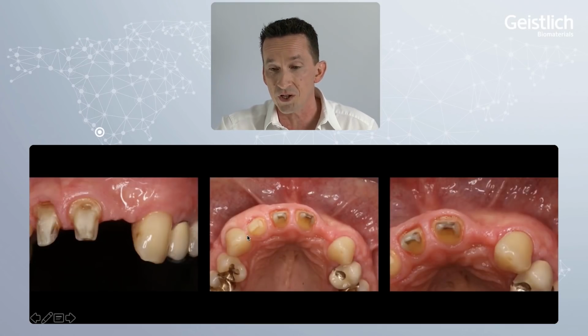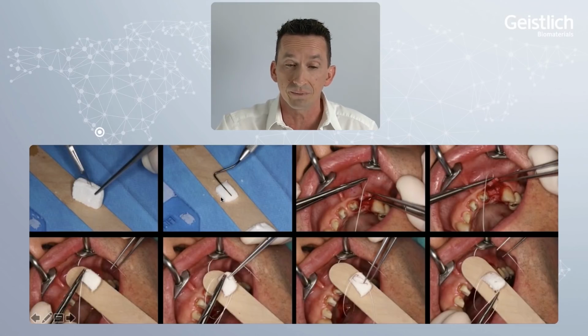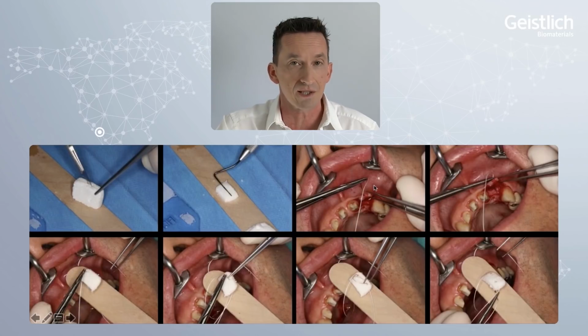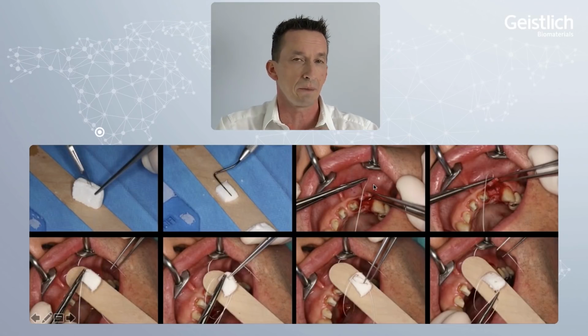So we took off the provisional and we used this Fibro Guide, which we split, as you can see in that picture. We trimmed it to the right size, and now we used a special suturing technique because there is one disadvantage of the matrix.